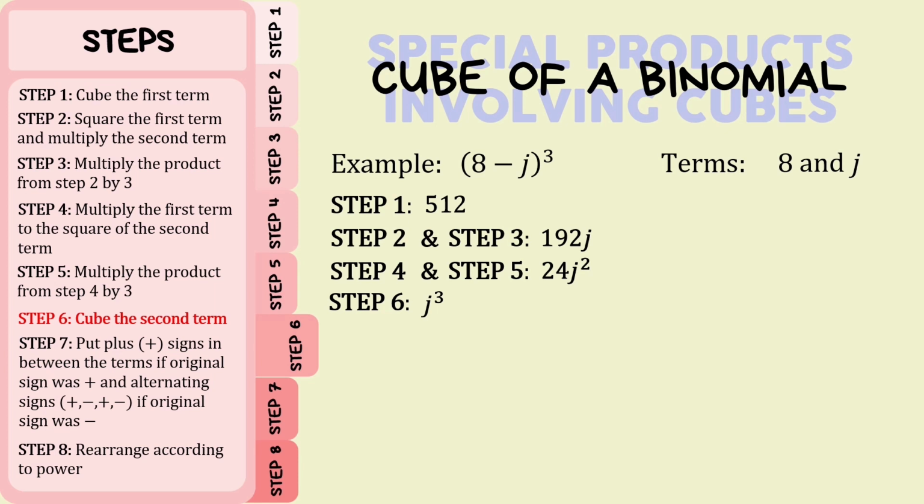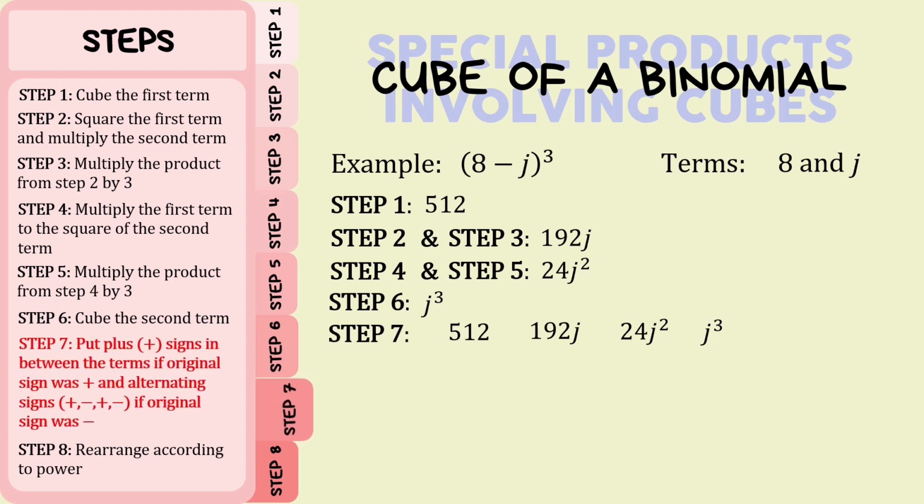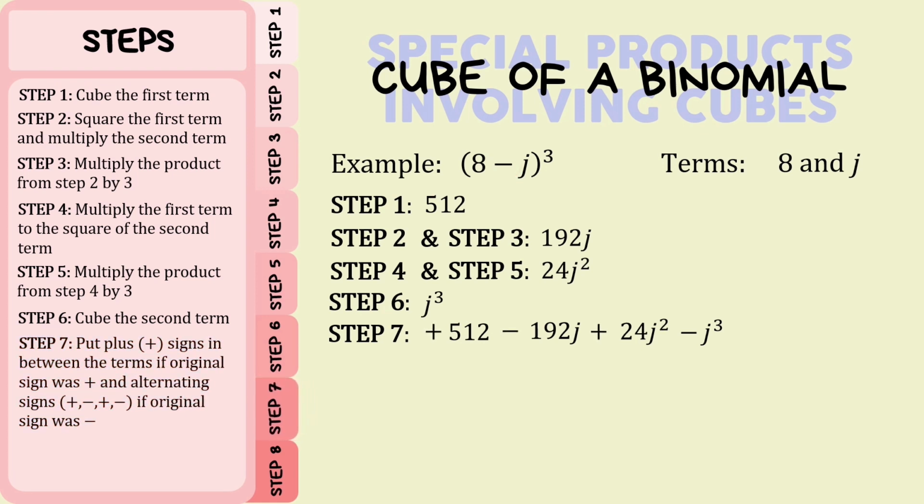Now we have all of these terms, but what signs do we put in them? For step 7, look at the sign in the middle of the original expression. Minus, right? Then according to the step, put alternating signs if the original was minus. Therefore, we would have plus 512 minus 192j plus 24j squared minus j cubed. This could be our final answer, but we should follow the standards.